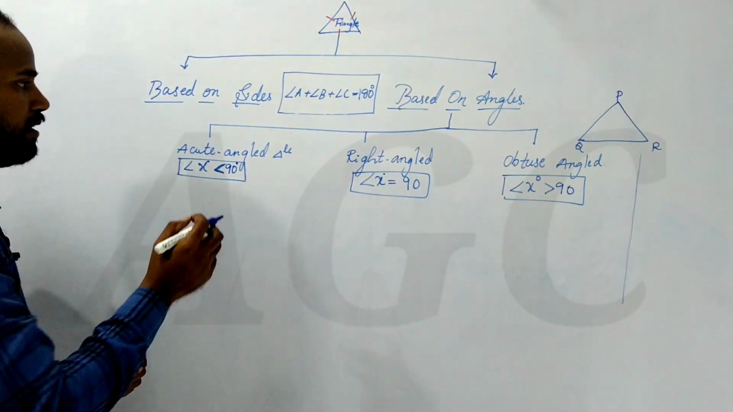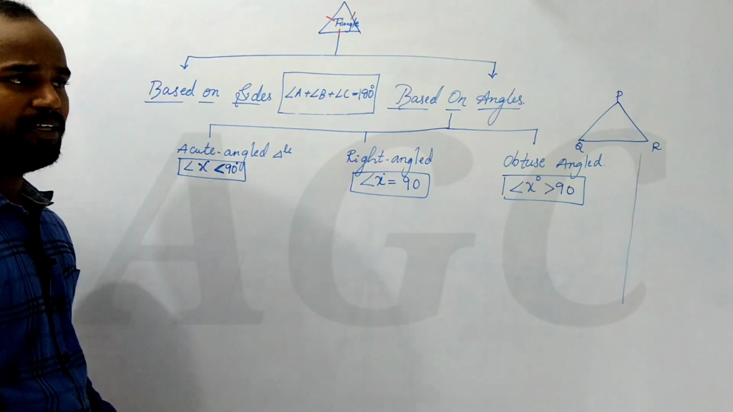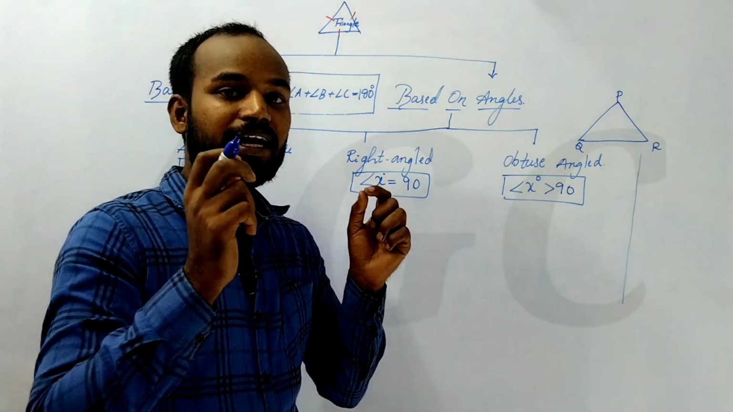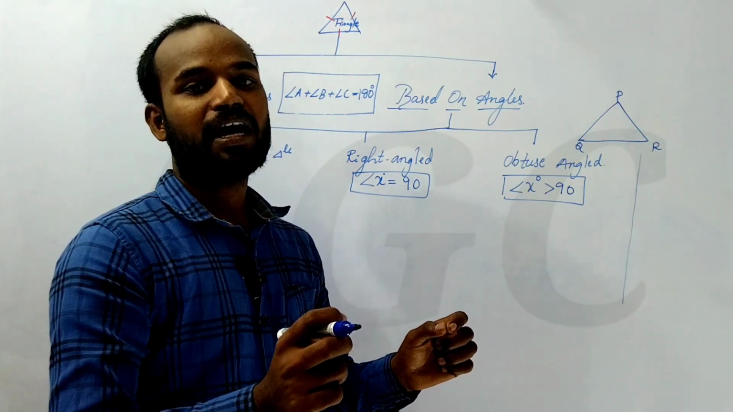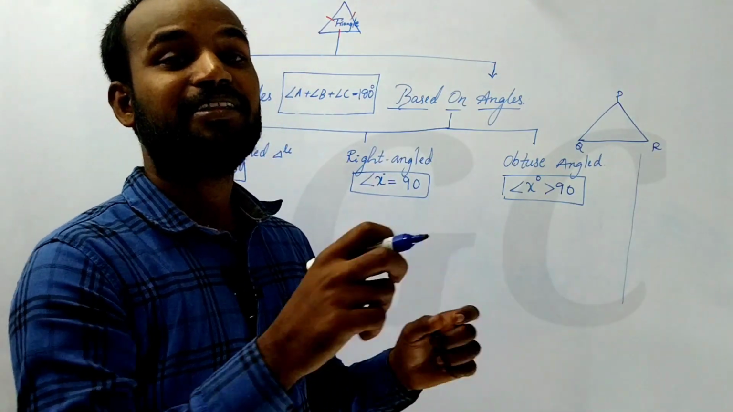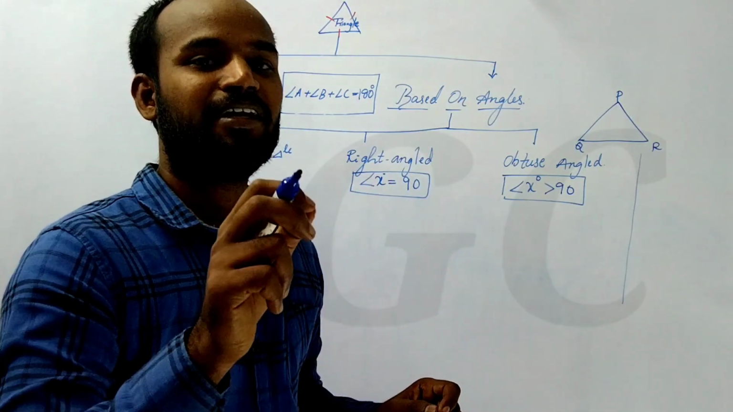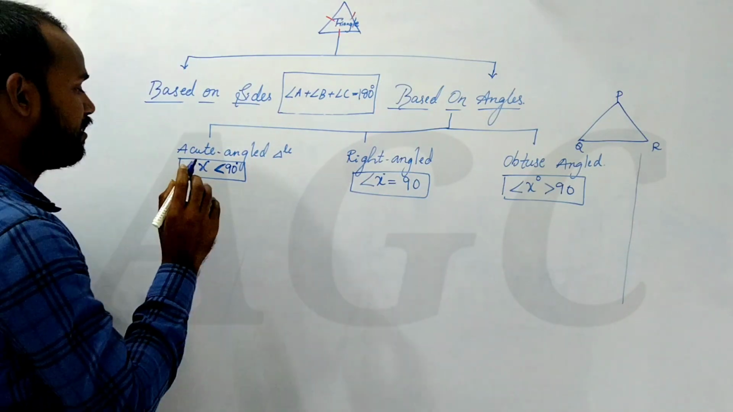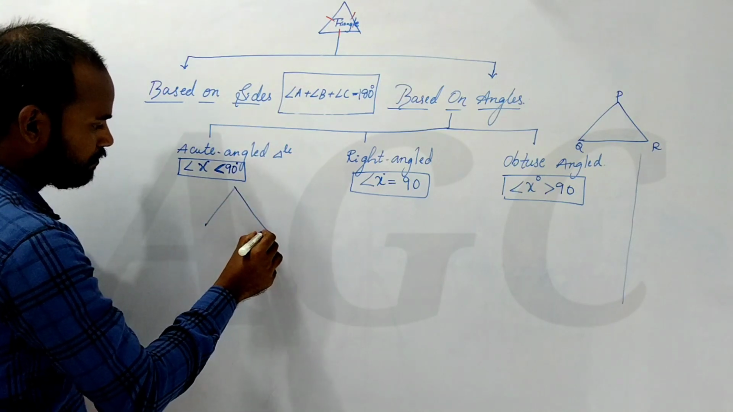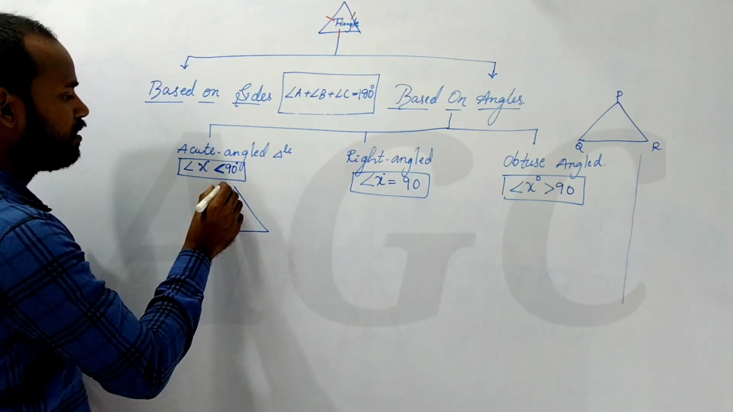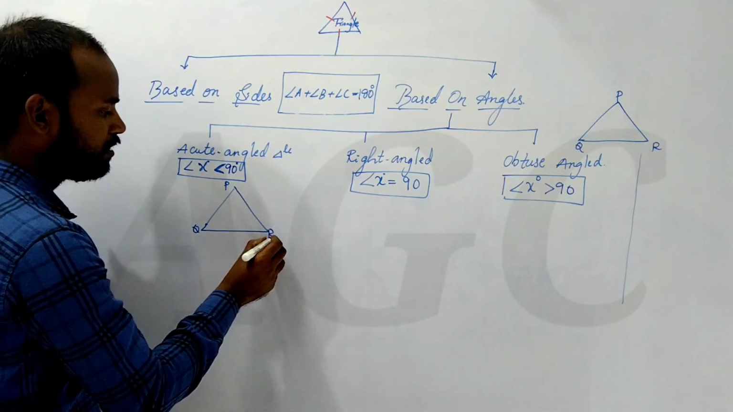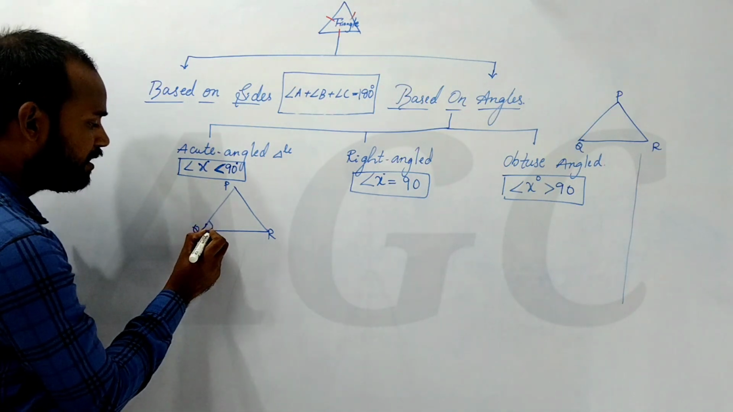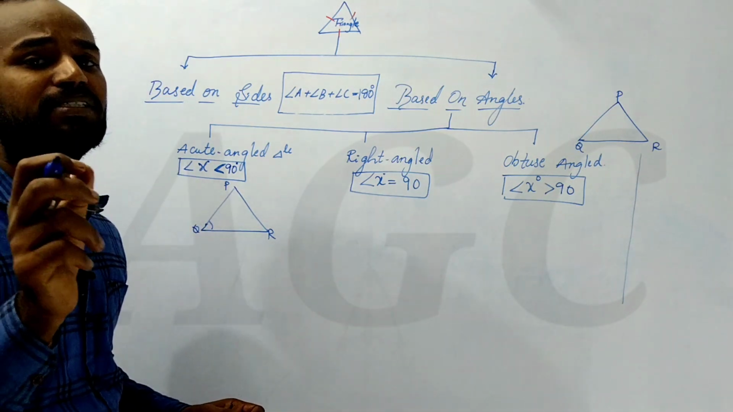So now you clearly enter into the triangles. What is an acute angle triangle? If all three angles of a triangle are less than 90 and the sum equals 180, then that triangle is said to be an acute angle triangle. So for suppose this is our triangle. It is said to be an acute angle triangle if the angles satisfy the condition: every angle should be less than 90.